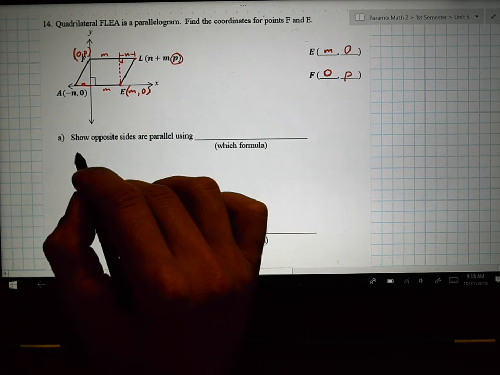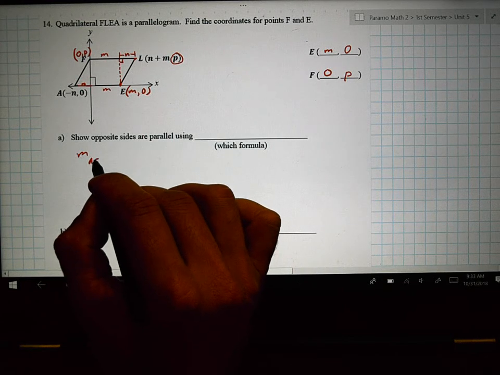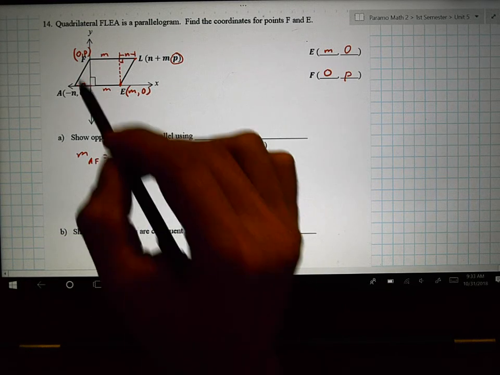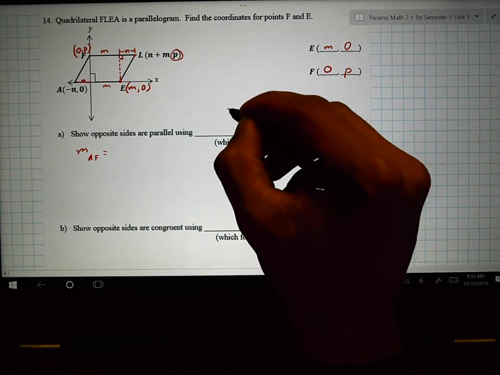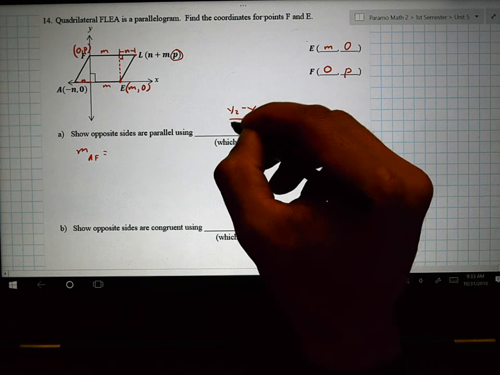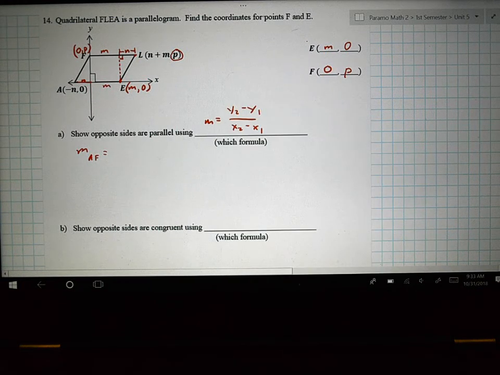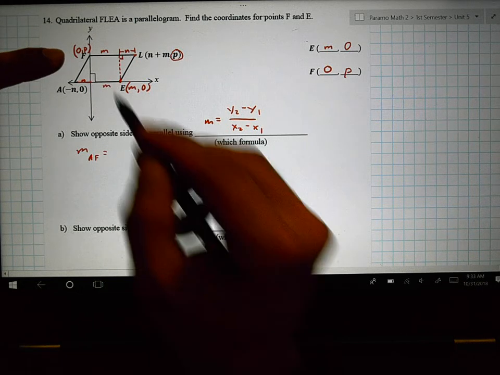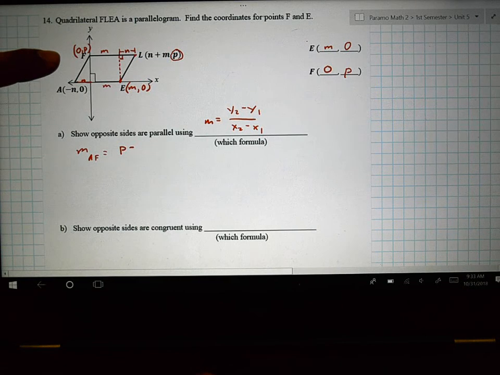Well, if I want to find the slope of AF, I have to do y2 minus y1 over x2 minus x1. There's my formula. How do you do that with the variables? It's very easy. You take the second y. Get ready. It's going to get more confusing.